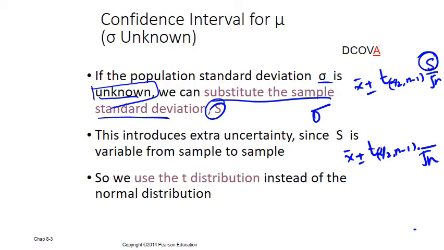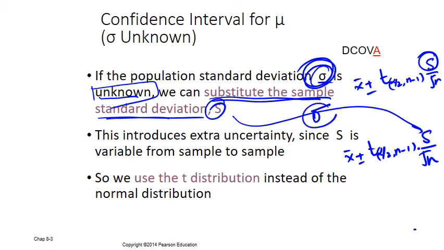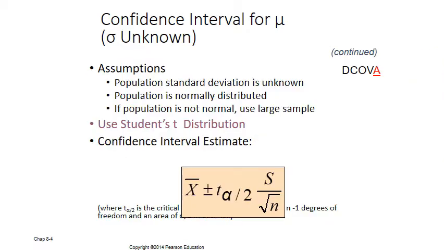If the population standard deviation sigma is unknown, we substitute the sample standard deviation s instead of sigma. This introduces extra uncertainty, since s varies from sample to sample, because every sample has a different standard deviation and mean. There are some assumptions which we consider in this calculation. We assume that the population standard deviation is unknown. The population is normally distributed, which we assume in almost every case, and we use Student's t distribution.